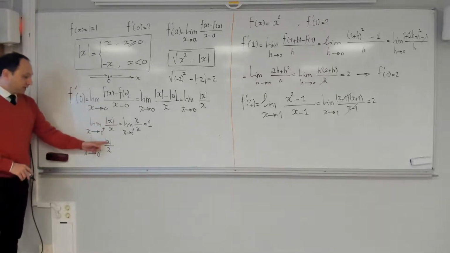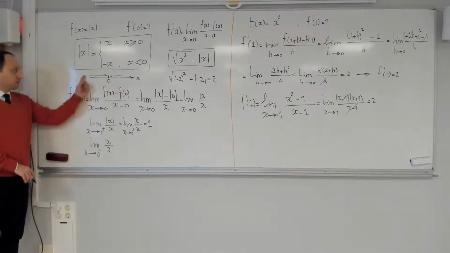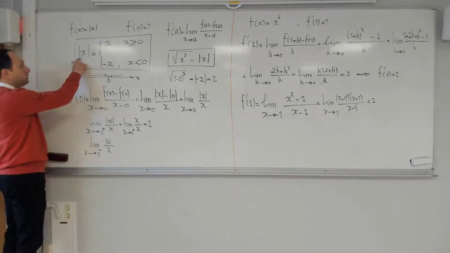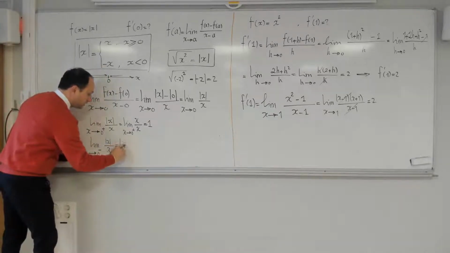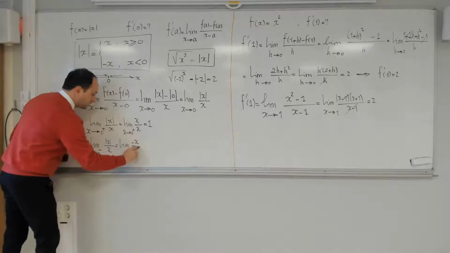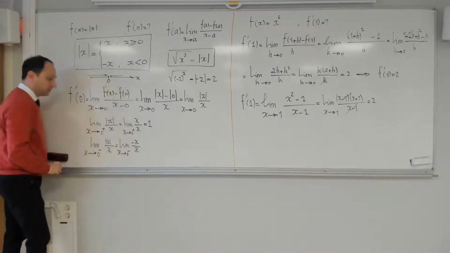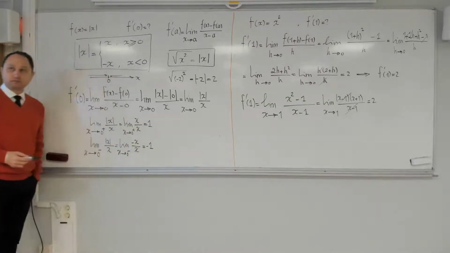But what happens for absolute value here? Because when x goes to 0 from the left-hand side, it means that x is negative. When x is negative, if I want to remove the absolute value, I have to apply an extra negative sign. So then this becomes the limit of minus x divided by x, x goes to 0 from the left. And if you calculate this limit, it becomes negative 1.